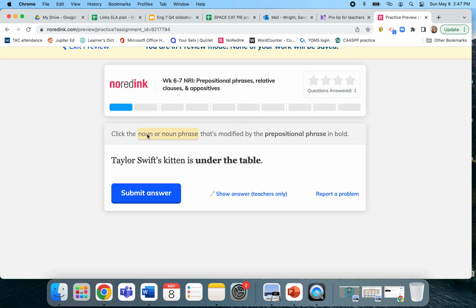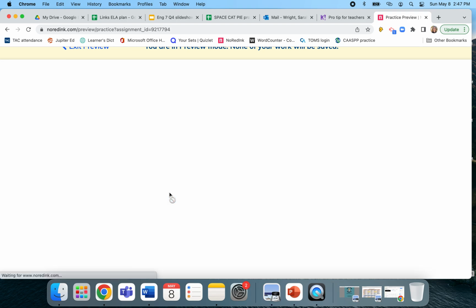All right, click the noun or noun phrase that is modified by the prepositional phrase. Taylor Swift's kitten is under the table. Okay, well, I can see this is a linking verb, is, and so I know that it's just got to be that, because that's the prepositional phrase. Pretty simple.